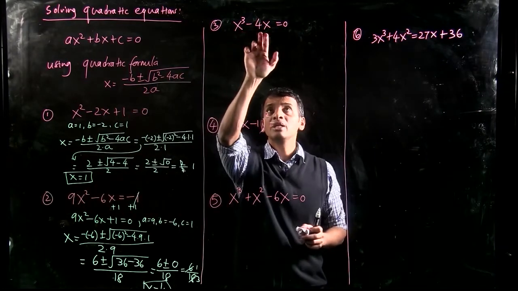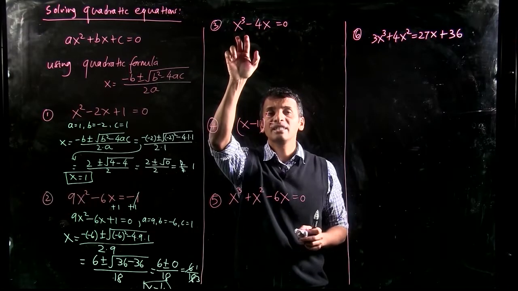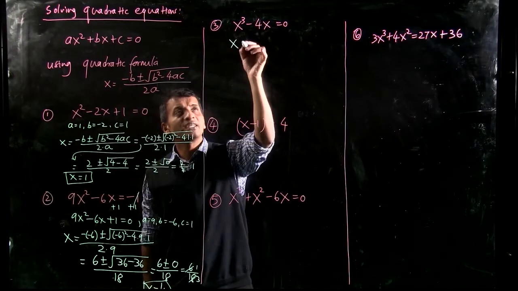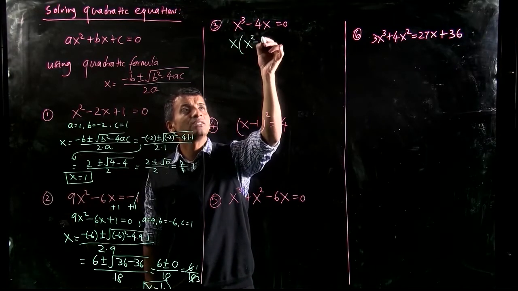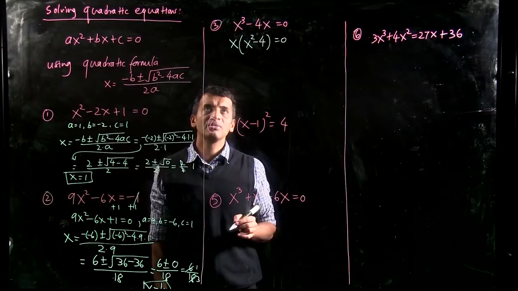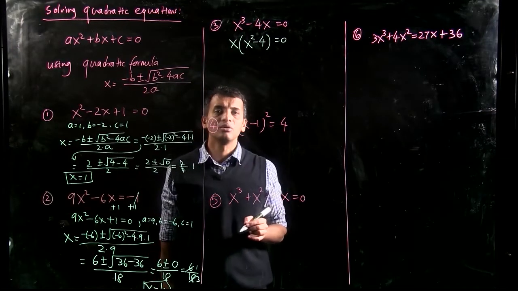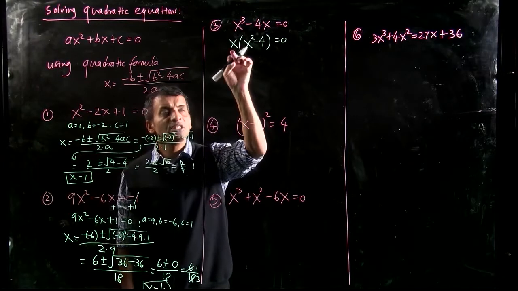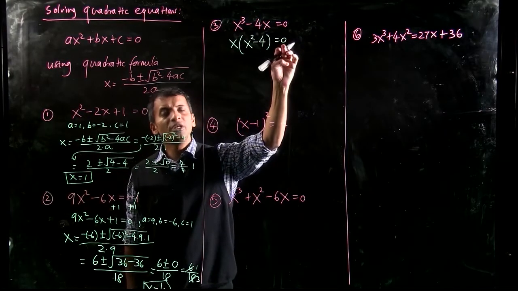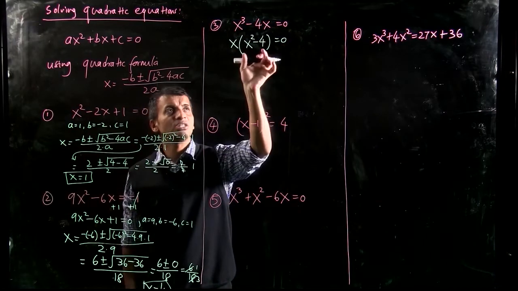But here, there are only two terms, and both have x in common. So factor out the common part, x. What is left is x squared minus 4 equals 0. Now either x must be 0 or that factor must be 0, because the product is 0. To get a product of 0, either the first must be 0 or the second must be 0.